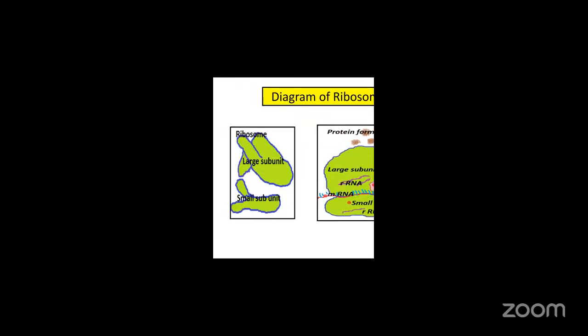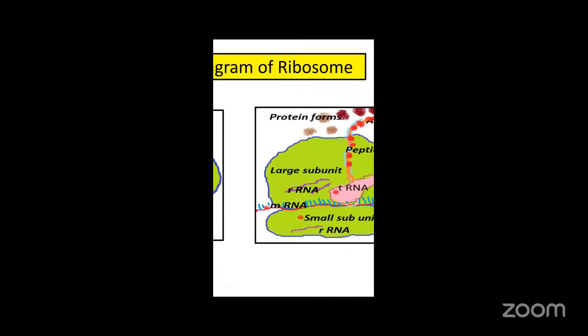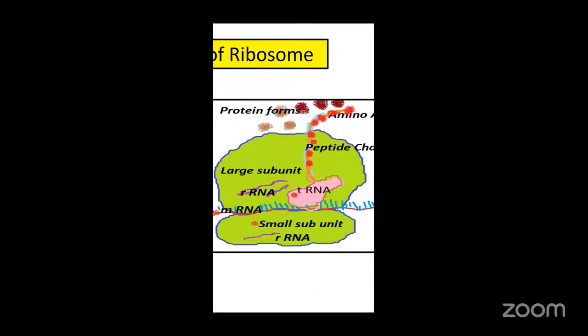Now, this is the diagram of the ribosome. If you look at the diagram, as I just mentioned, the ribosomes have two subunits. One is called the larger subunit and the other one is called the smaller subunit. If you see here, this is the structure of the ribosome. This is the small subunit. It is bound to ribosomal RNA, whereas the larger subunit is bound to transfer RNA.